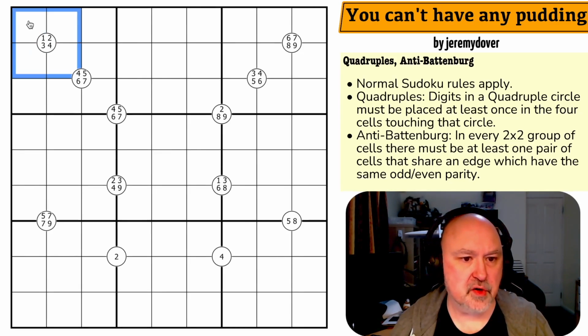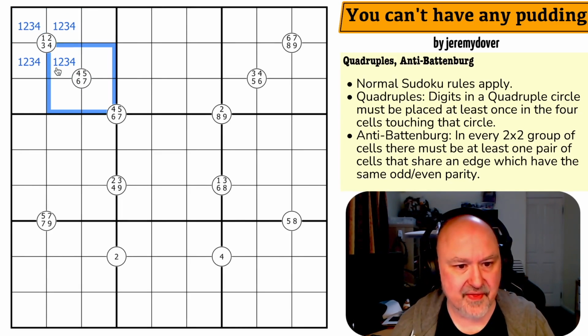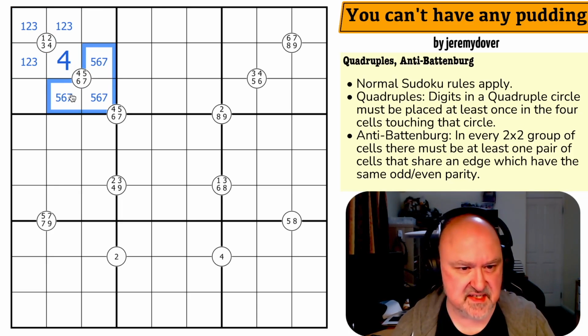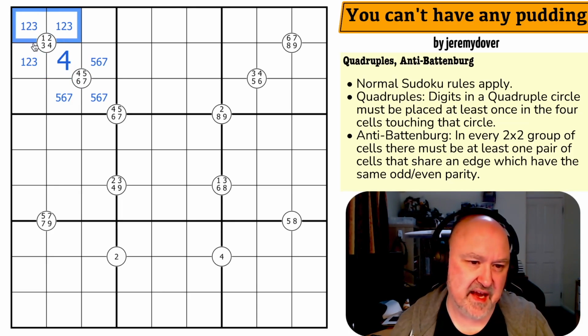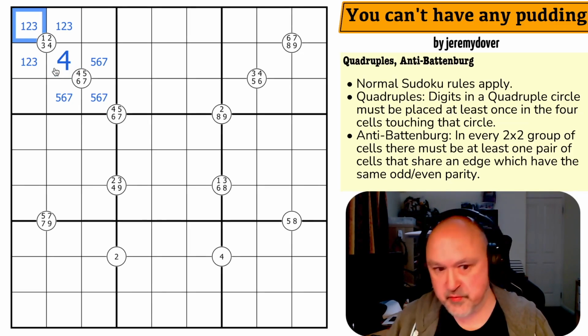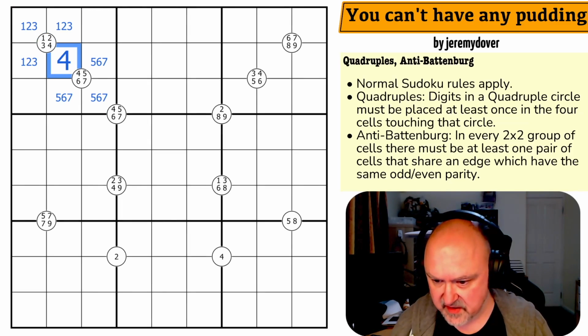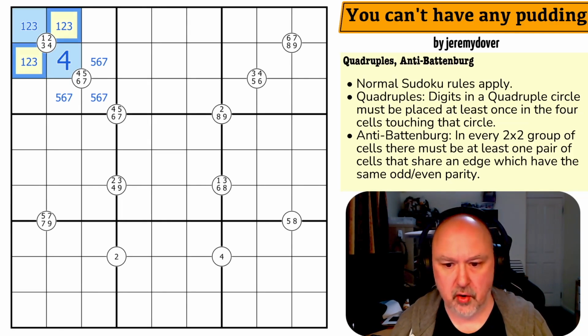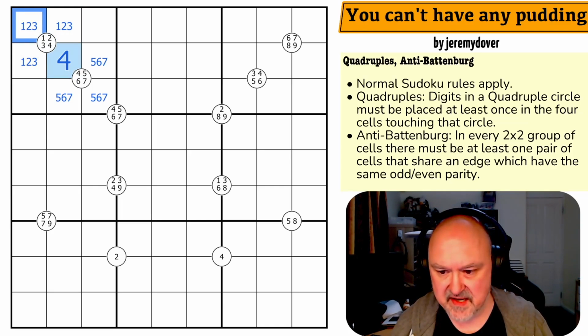So we can start with the quadruple. We know that these digits contain the digits 1, 2, 3, 4, and these 4 contain 4, 5, 6, and 7. So this has to be the 4 because it's the only overlap, and this is 5, 6, and 7. Now, if we think about the anti-Battenburg, if this was a 2, this would be broken. So let's start marking odd and even. This is even. If this was an even, the 2, these would both be odd, and I've hit my Battenburg pattern, which I cannot have. So this can't be even.